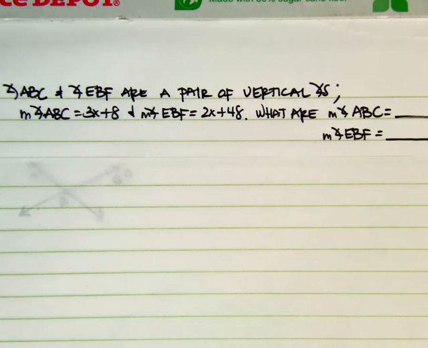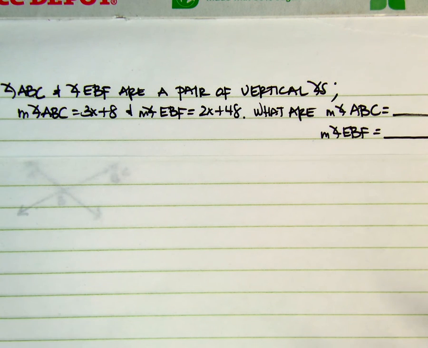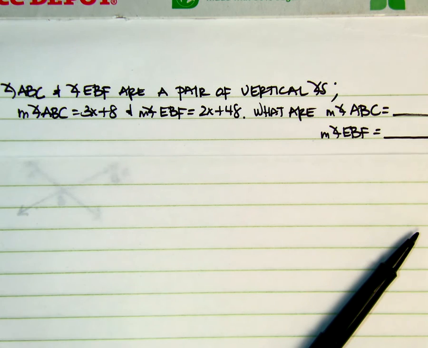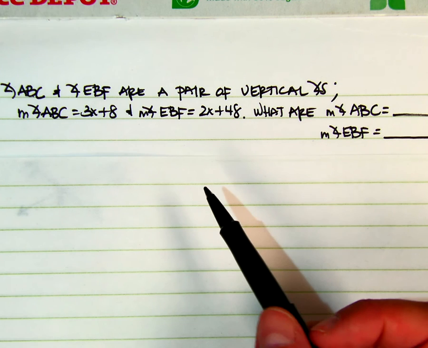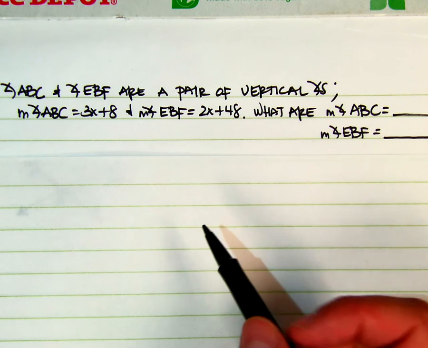Okay, so we have a couple example problems. If angle ABC and angle EBF are a pair of vertical angles, and I know that the measure of angle ABC equals 3x plus 8, and the measure of angle EBF is 2x plus 48, what are the measures of those two angles?